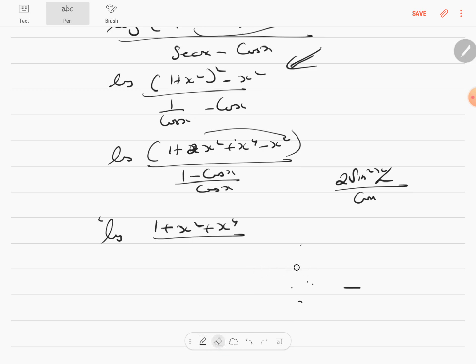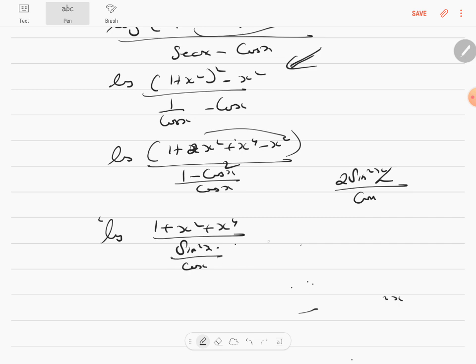One second, this is the part I want to think about. Again, another mistake that I made is 1 minus cos square x. So it will become sin square x by cos x. So it will become sin square x into sin square x by cos x.